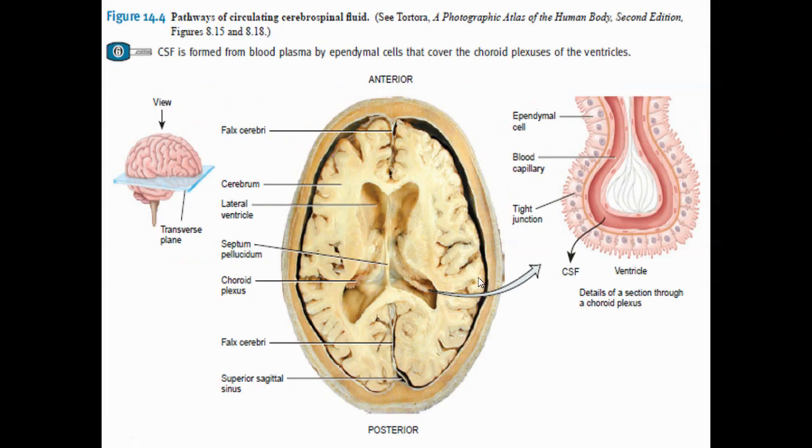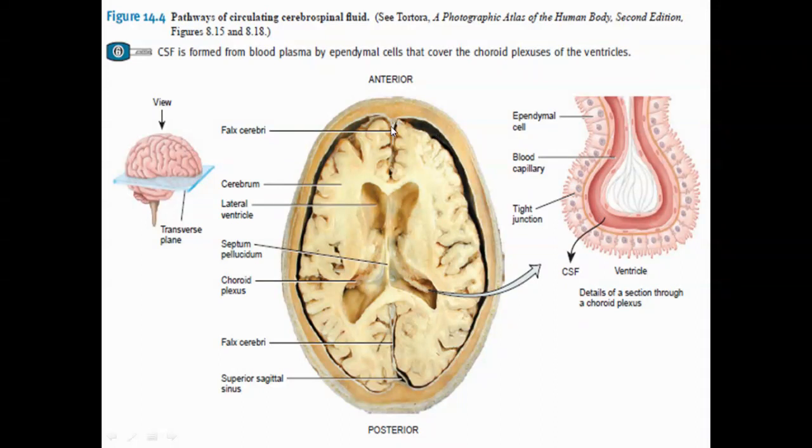So here you can see the ventricles, and the pathways of the circulating cerebrospinal fluid. Cerebrospinal fluid is formed from the blood plasma and some of the secretions of the ventricles. These are the ventricles, and these are the ependymal cells which form the CSF, and between the ependymal cells you can see they are guarded by tight junctions. This is the CSF, and this is the blood capillary of the choroid plexus.